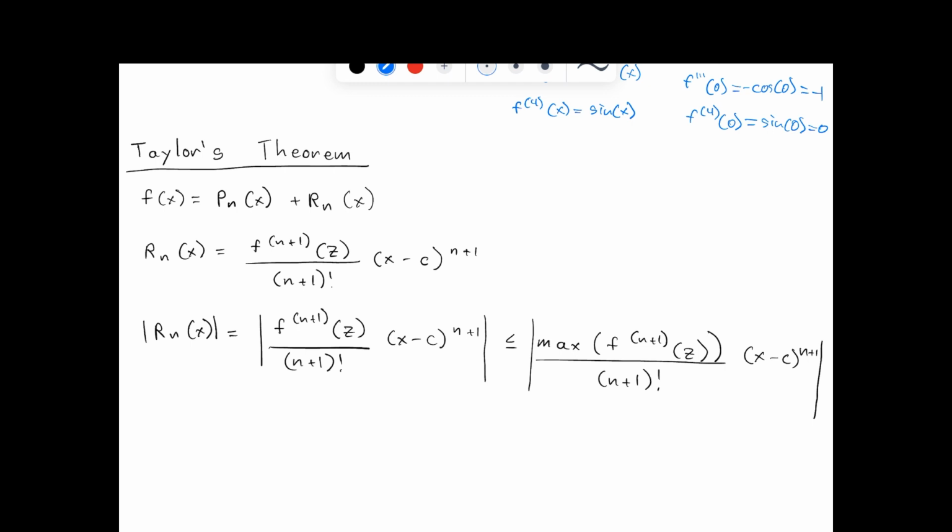And one very useful consequence is that the absolute value of your remainder term, which is labeled the error term, which is defined as the absolute value of the n plus 1th derivative evaluated at z over n plus 1 factorial times x minus c to the power of n plus 1, is less than or equal to the maximum value of the n plus 1th derivative over n plus 1 factorial times x minus c to the n plus 1.